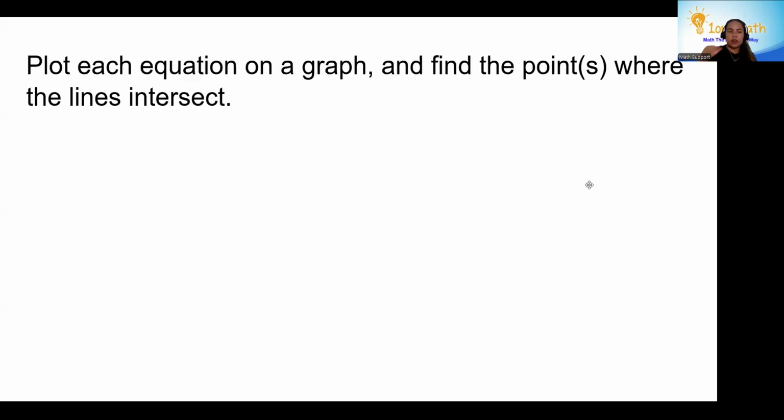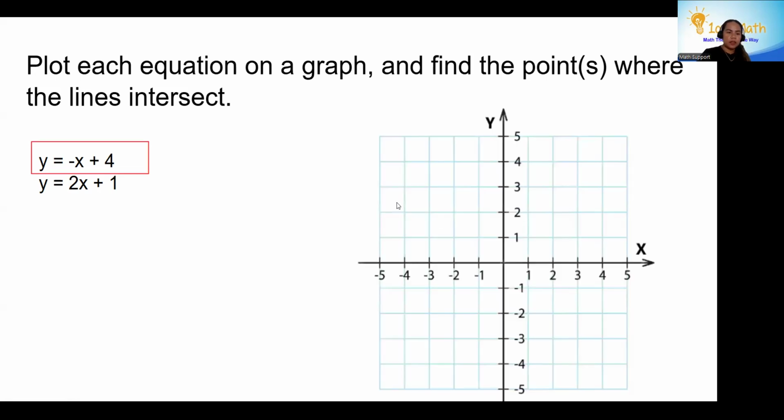Here you're going to plot each equation in a graph and find the point or points where the lines intersect. Say, for example, we have the system y equals negative x plus 4 and y equals 2x plus 1. All you have to do is to graph each equation. So let's start with the first one. This one is in the slope-intercept form.